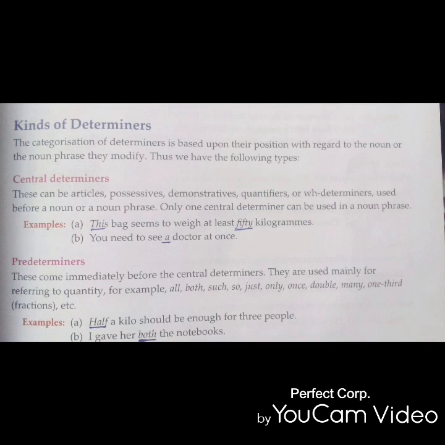A is an article, and before it, half is used. It means it is called a predeterminer. It comes before a determiner. That's why the word is called predeterminer.